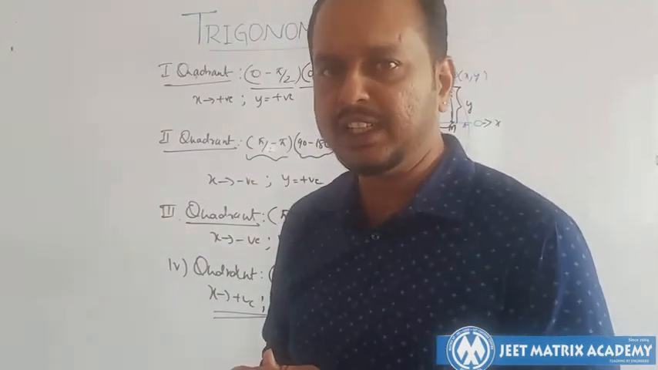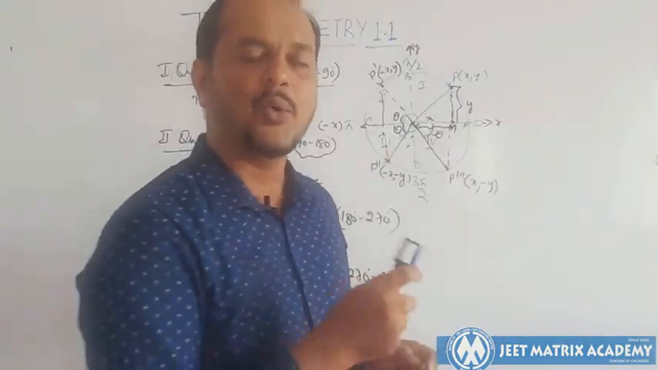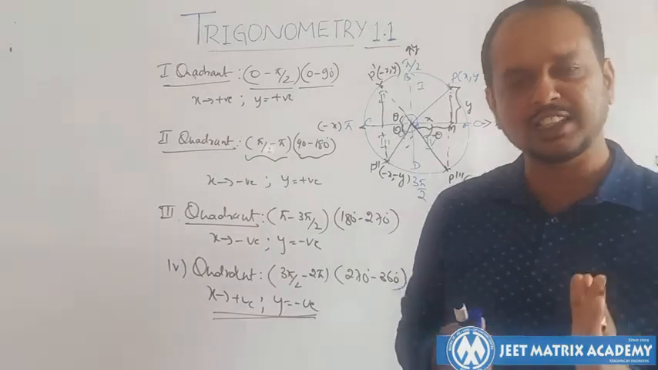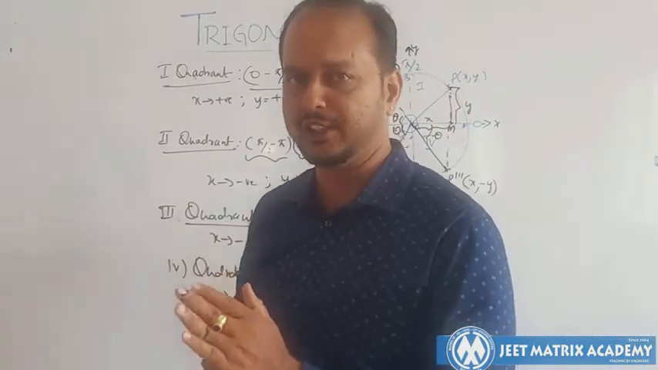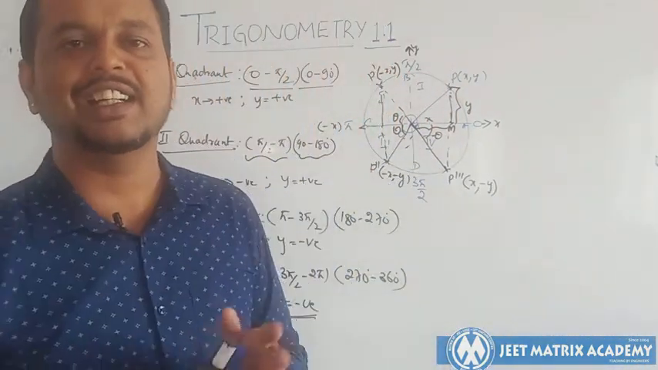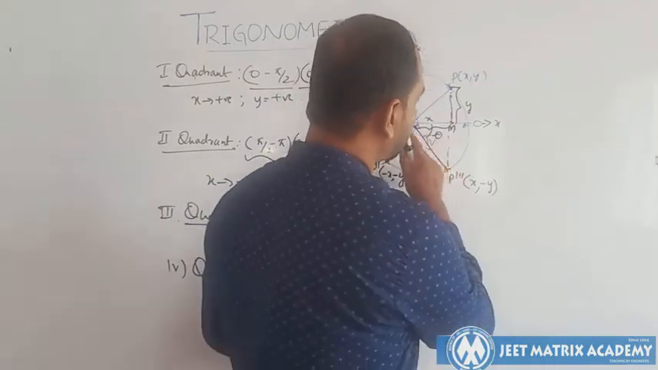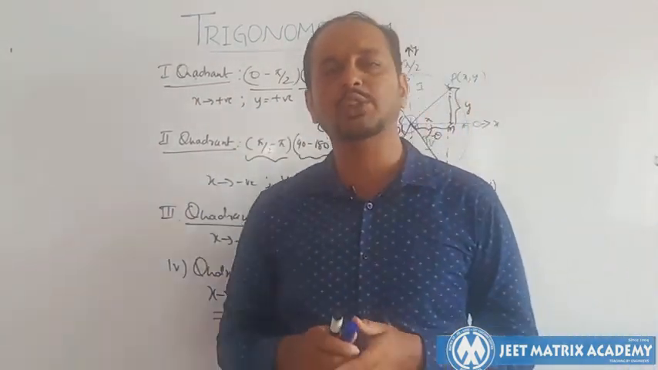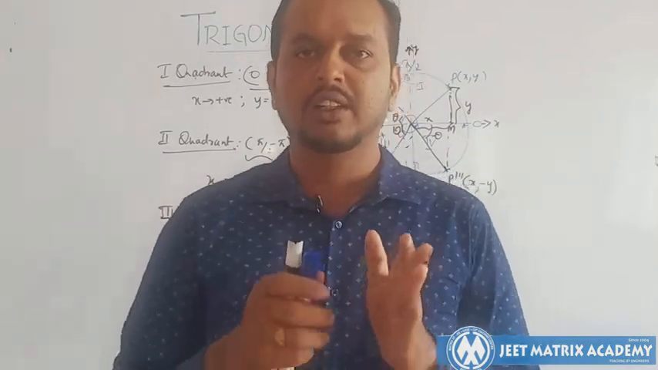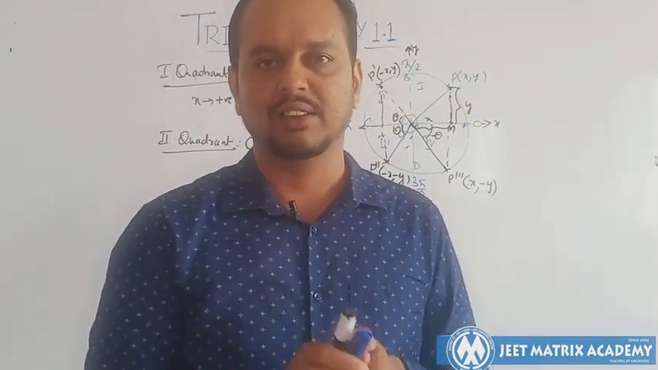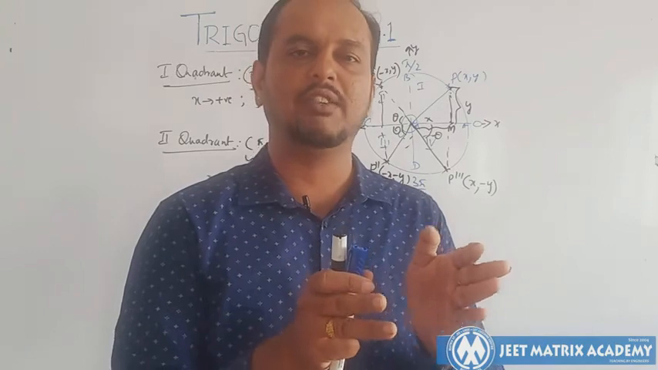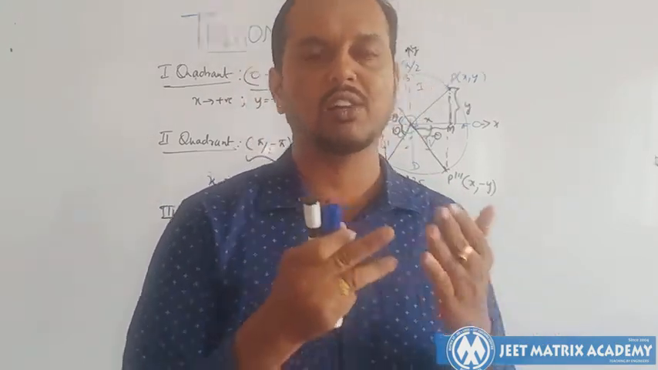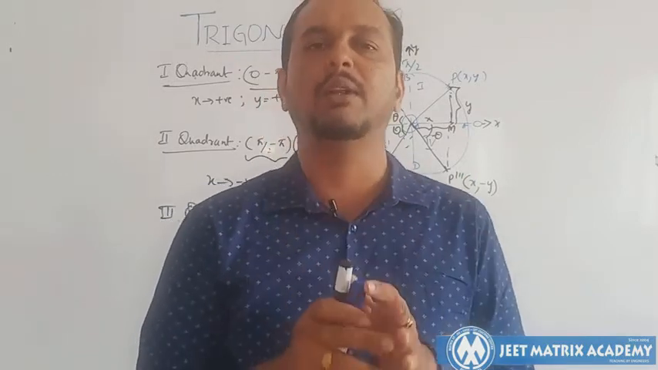In the second quadrant, x is negative, y is positive. Am I right? In the third quadrant, x is also negative, y is also negative. In the fourth quadrant, x is positive this side, y is negative. So your job is, you are supposed to remember these quadrant signs, I mean to say whether x is positive or negative, y is positive or negative. How it will help, I will tell you.